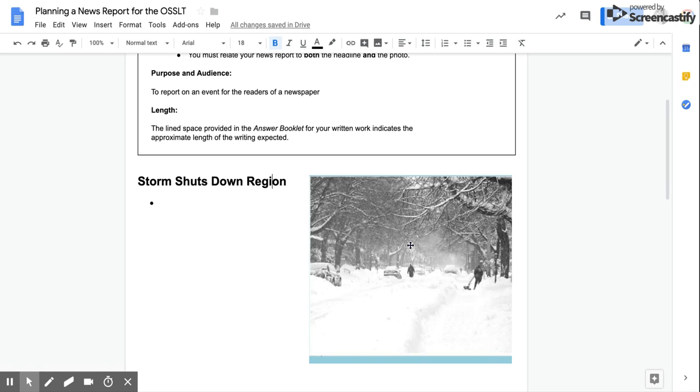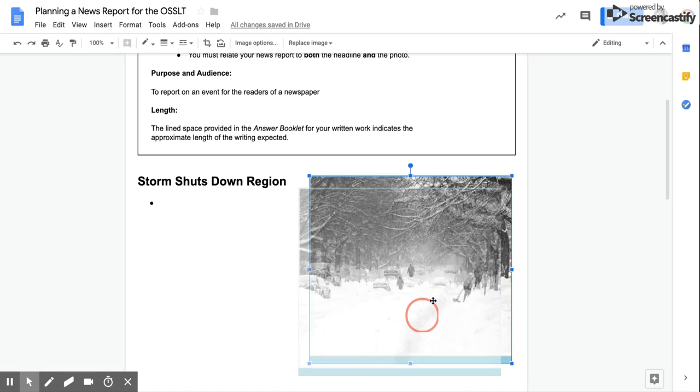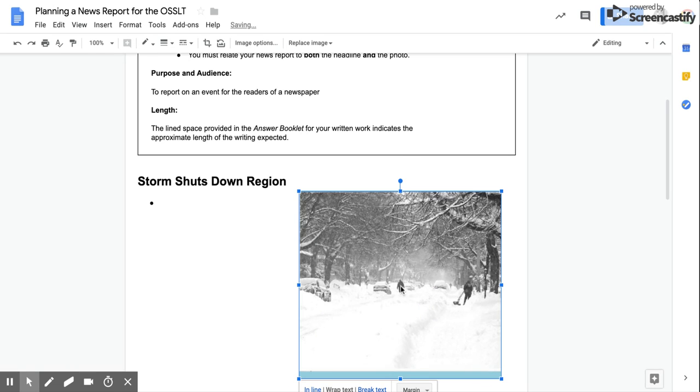Taking a look over here, the photo clearly shows that it's a snowstorm, and I can see that there's a lot of snow and that there's still snow on the street. I can also see that there are people here and that there are cars still parked on the street.